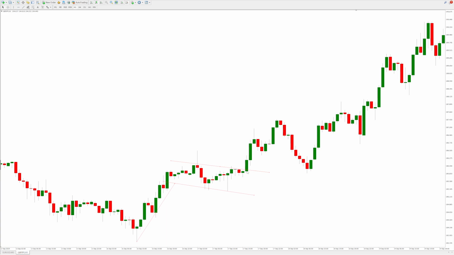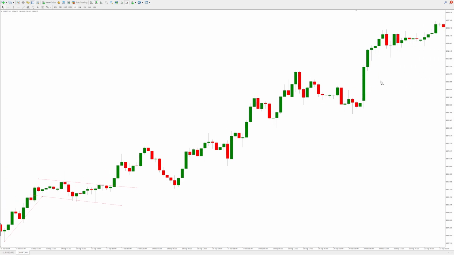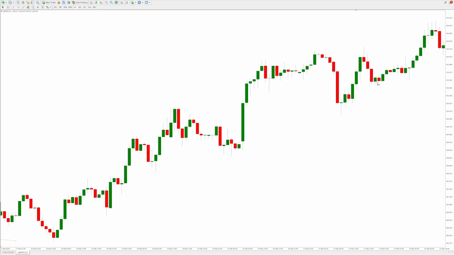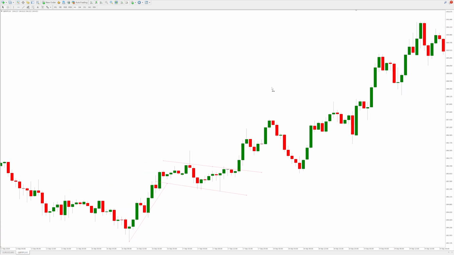And the breakout, you can see, is quite a substantial breakout, so traders were watching this resistance level carefully, and the uptrend continues to gather momentum. In fact, goes up significantly following on from this trade.